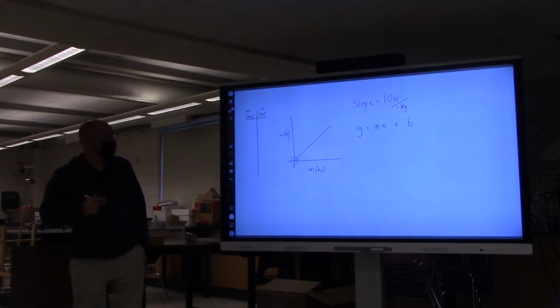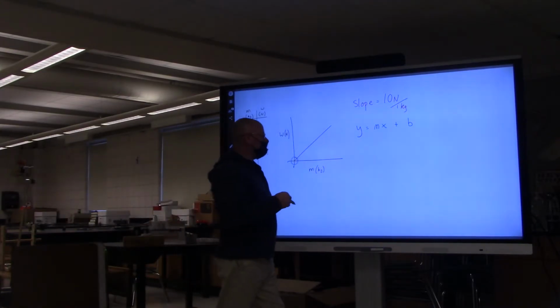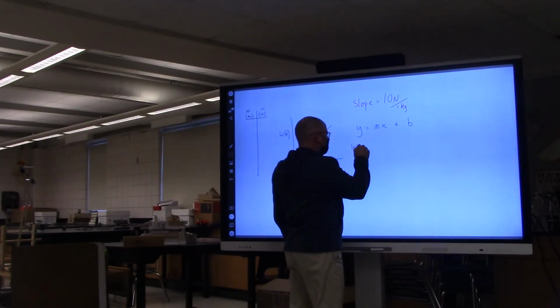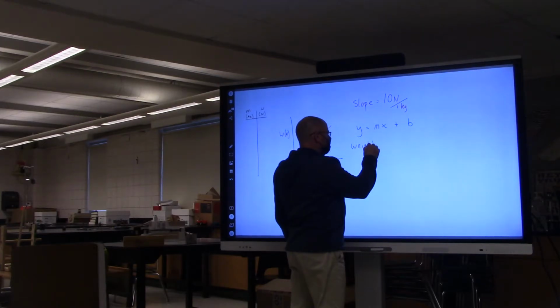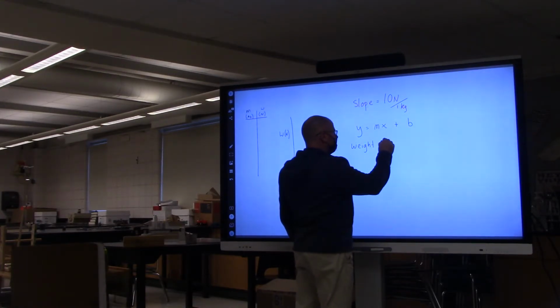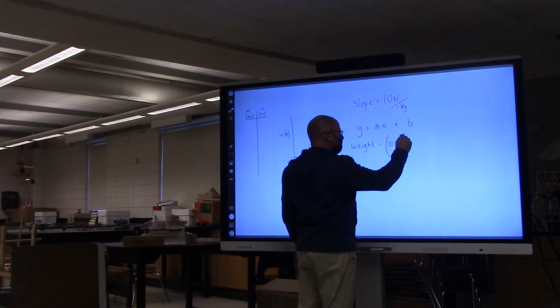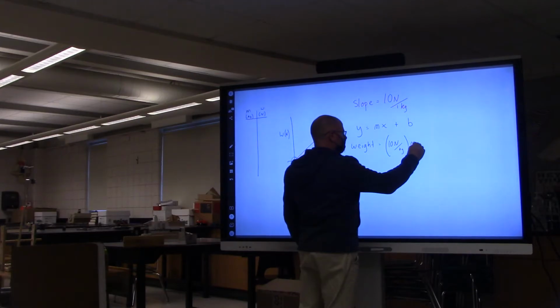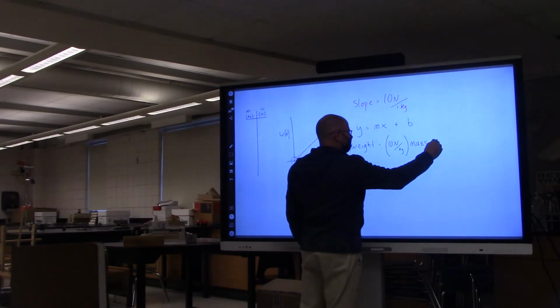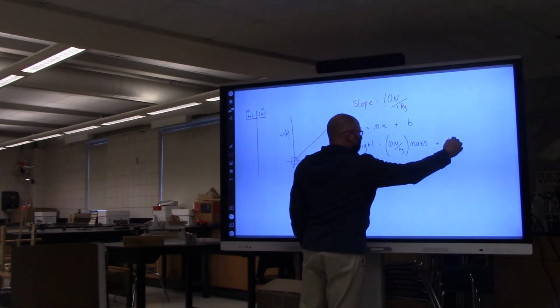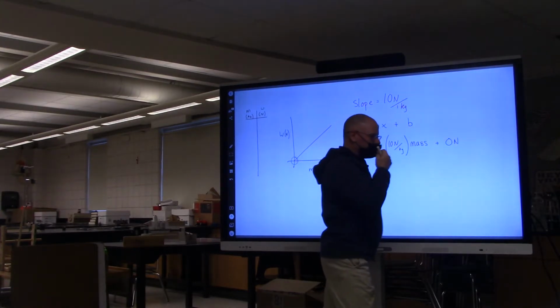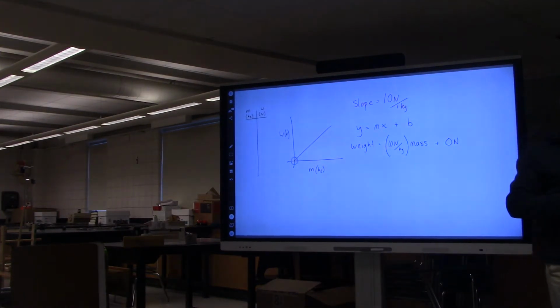Is that cool? Yes. So what's on the y-axis? The weight of an object can be calculated if you know the slope, which is 10 newtons per kilogram, times the mass, and then plus 0. Okay? You guys got this?